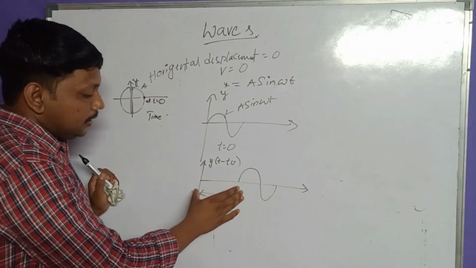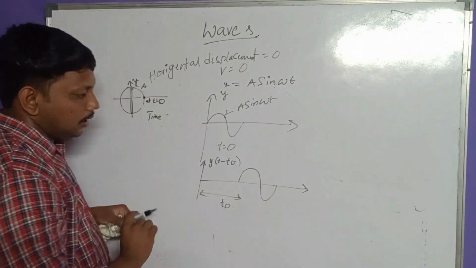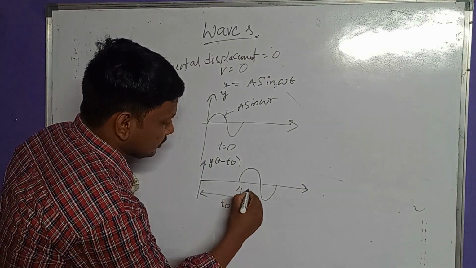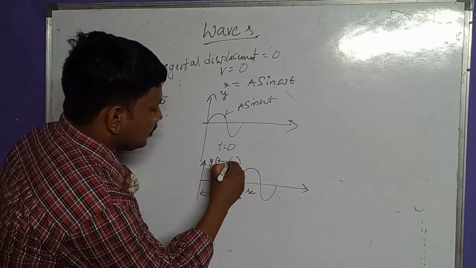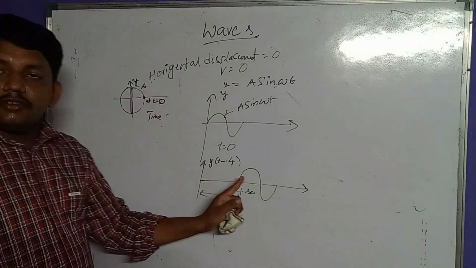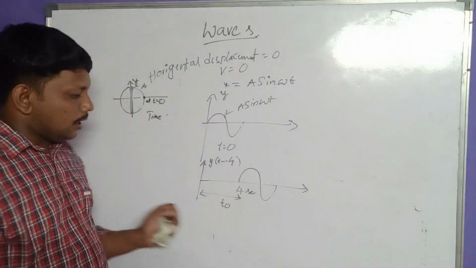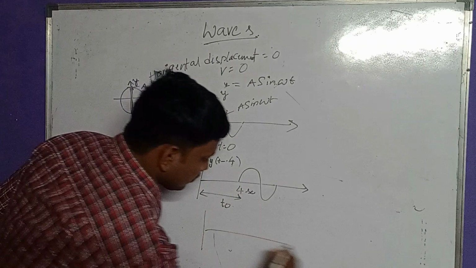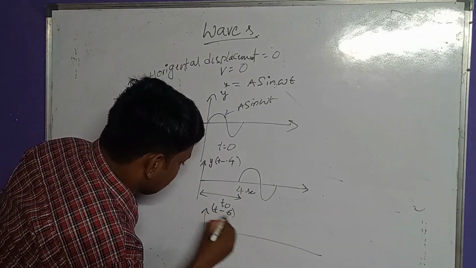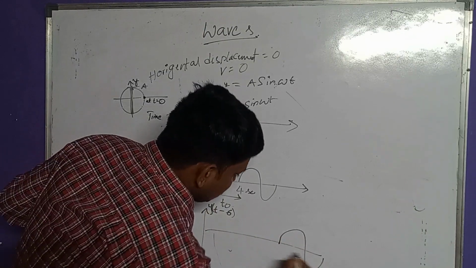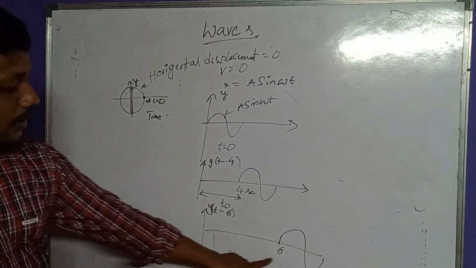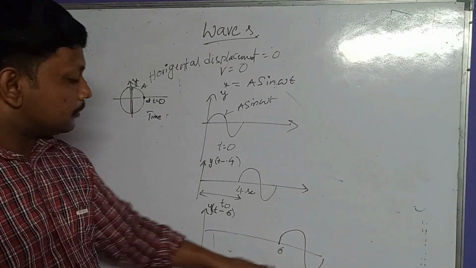ఈ వేవ్ ఫామ్ ని t naught టైం డిలే చేస్తే, అంటే let t naught is equal to 4 seconds. This is 4 seconds. t naught 4 seconds అంటే waveform starts at 4 seconds. Another wave y of t minus 6 seconds. Let's say here the waveform starts at 6 seconds. అంటే 6 seconds డిలే చేసాం వేవ్ని.